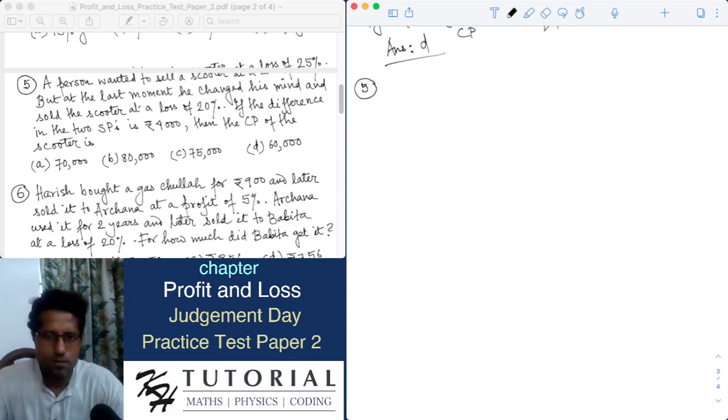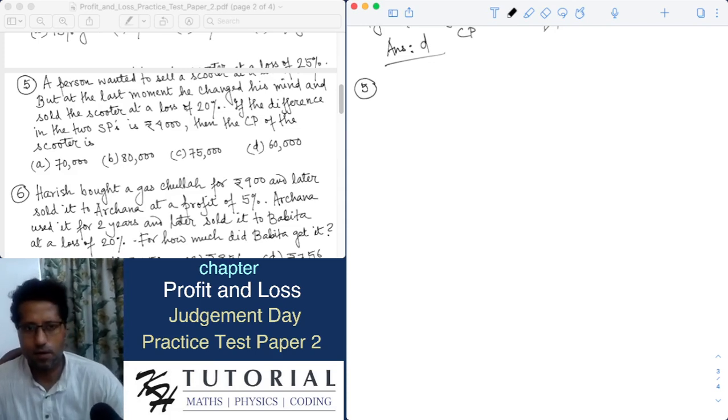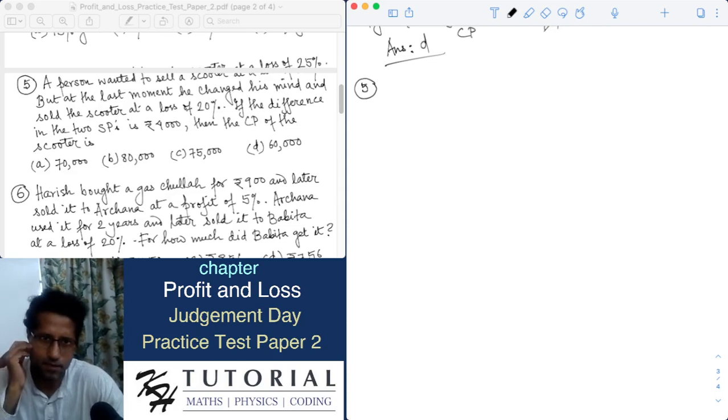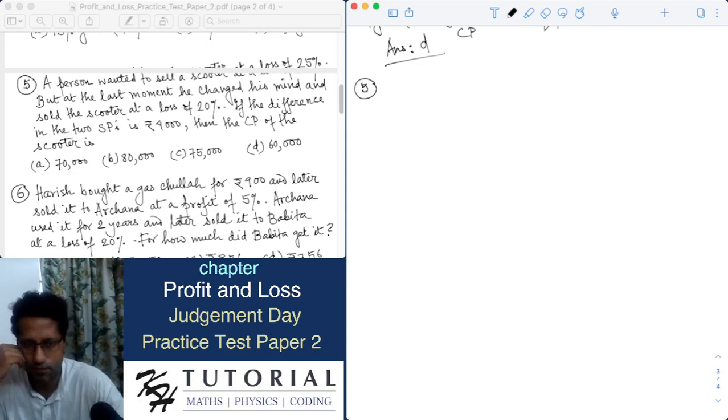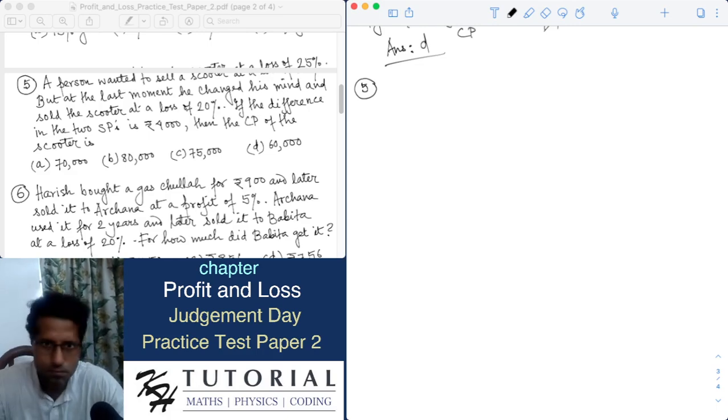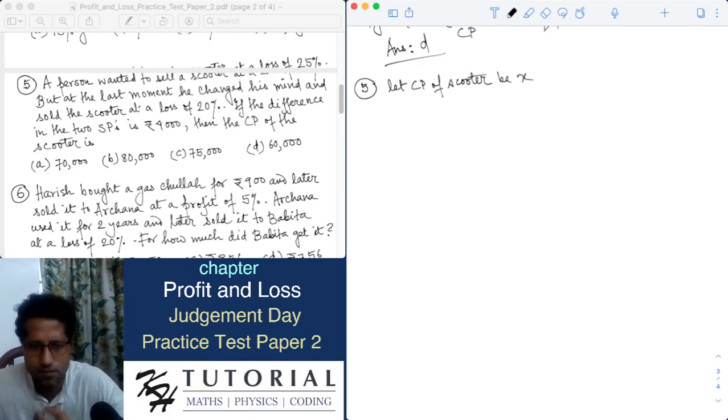Since the first time he sold the scooter at a 25% loss and the second time at a 20% loss, definitely the selling price will be different in both cases, and the difference of those two selling prices is given to be rupees 4,000. It is asking for the cost price of the scooter. So let the CP of the scooter be X. X means X rupees. I am omitting the rupees symbol; it is understood.